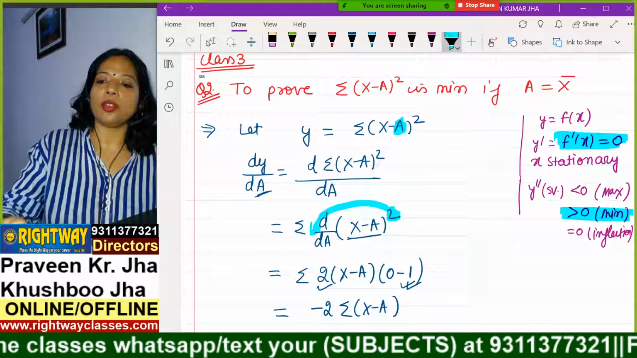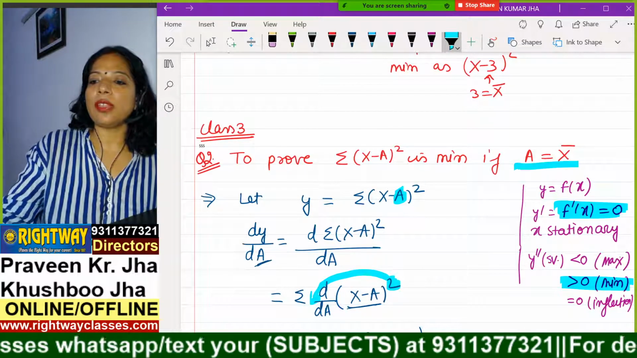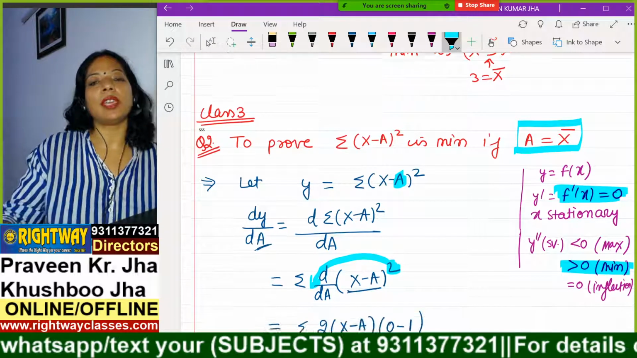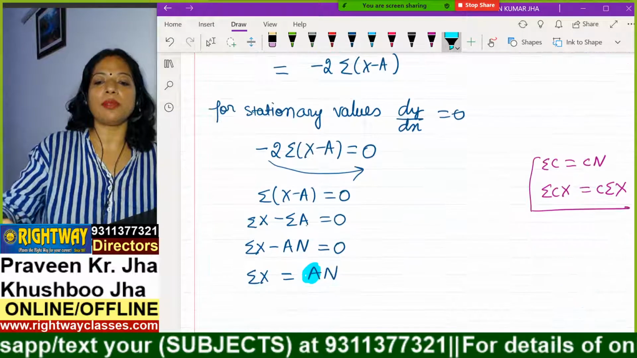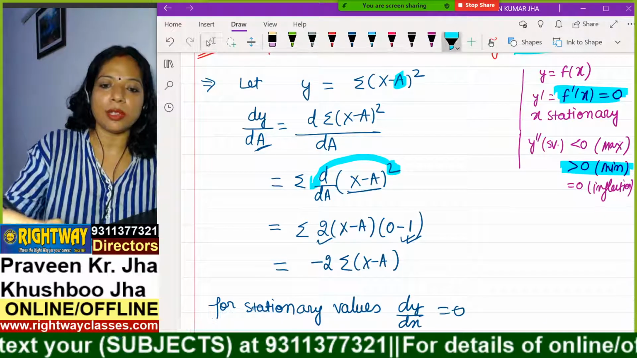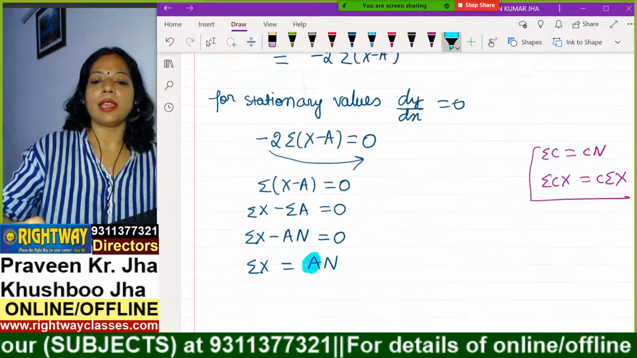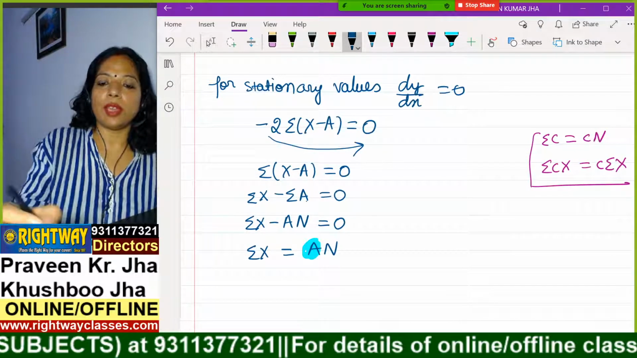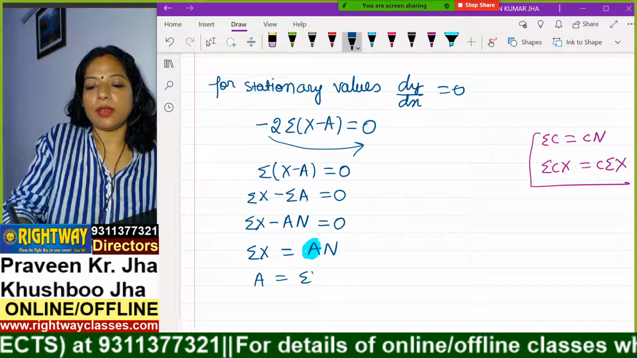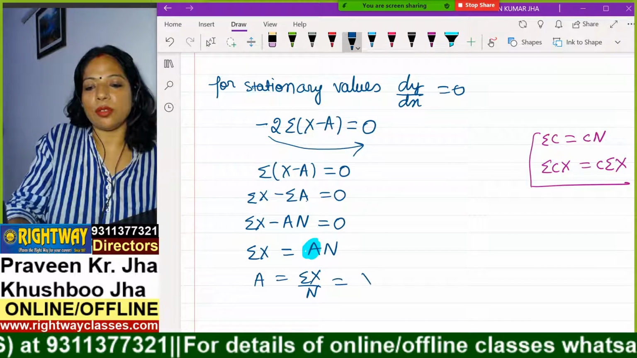Why? Because in the theorem it's written that if a is equal to x mean, then we will find it to be minimum. So we have to find the value of a. That's why we are differentiating with respect to a, and we are finding the value of a here. So a will be equal to summation x by n. This is equal to x bar.